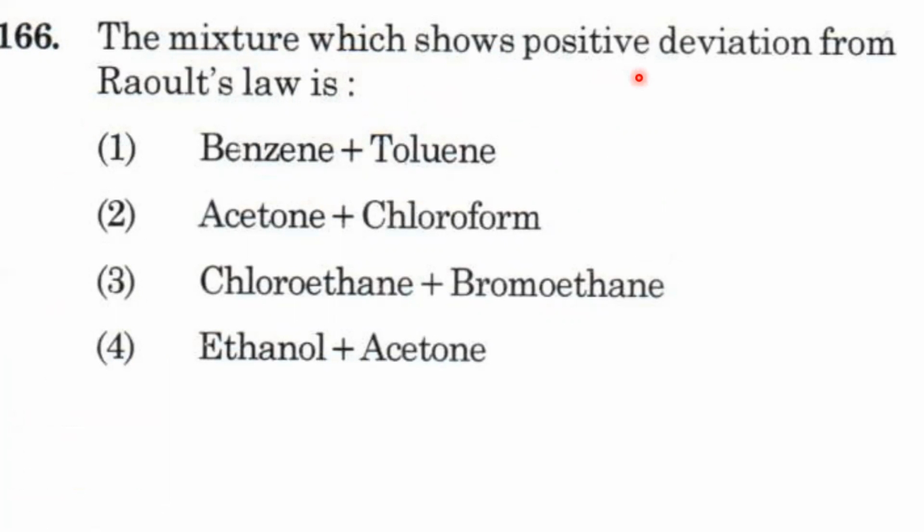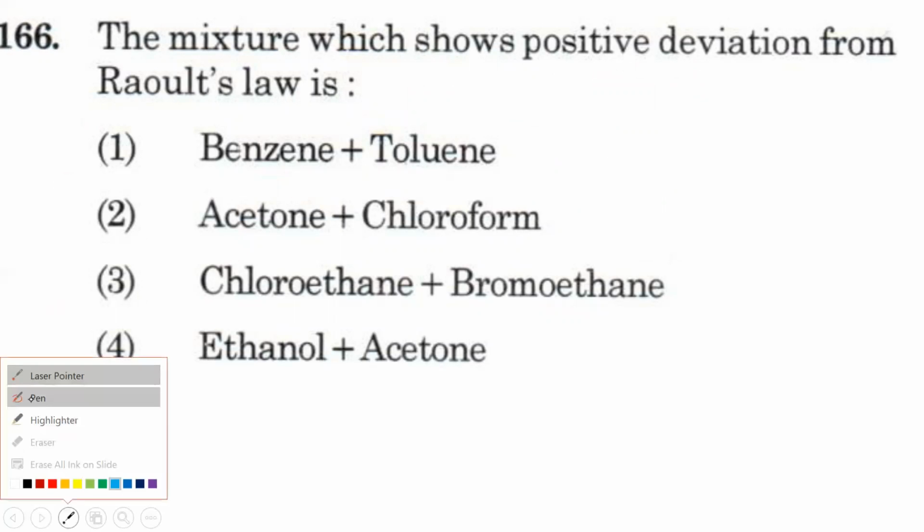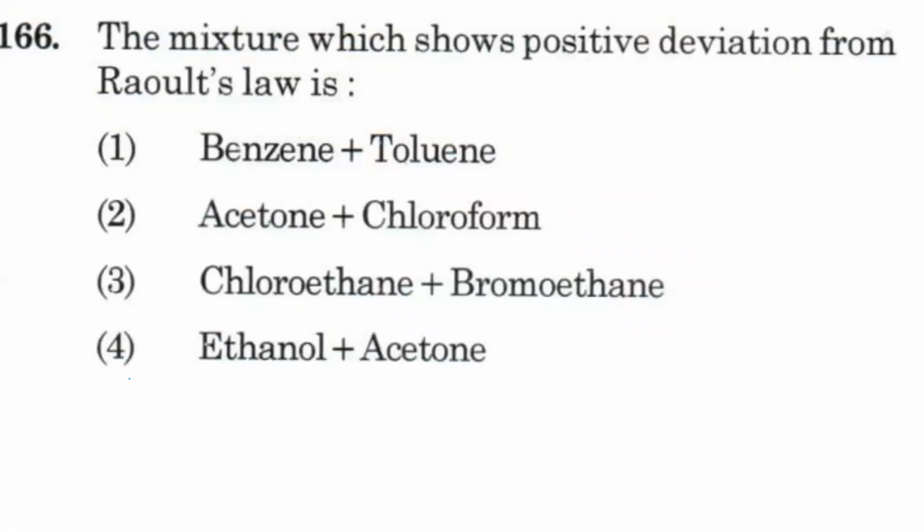Which shows positive deviation? Positive deviation means the intermolecular force of attraction should decrease. Now benzene has van der Waals force of attraction, and toluene also has van der Waals force of attraction, so both are van der Waals forces. Acetone is a polar molecule, and chloroform is also a polar molecule.